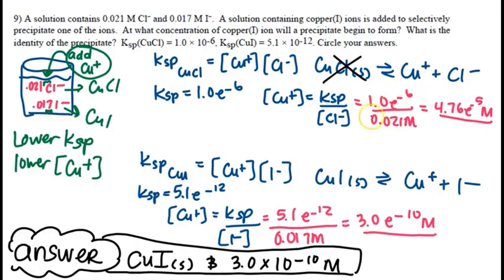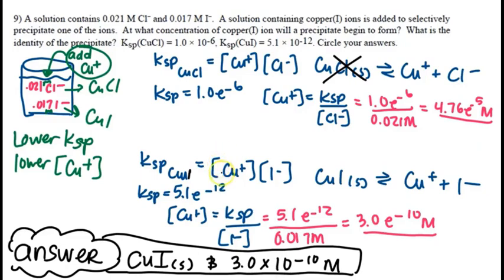We already know the KSP value. We already know the concentration of Cl minus. So we divide these two numbers. 1.0 times 10 to the negative 6 divided by what's given as 0.021 molar of Cl minus. I get 4.76 times 10 to the negative 5 molar. Next, we're going to focus on the KSP of CuI.